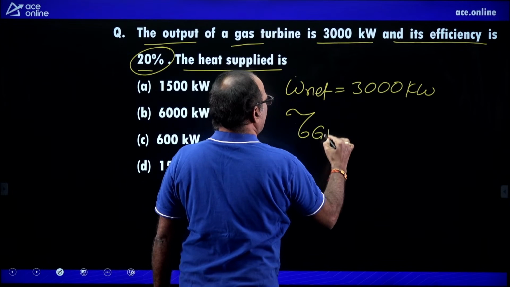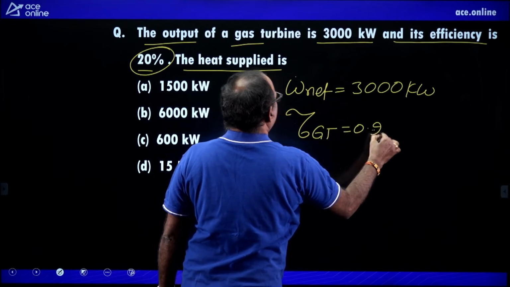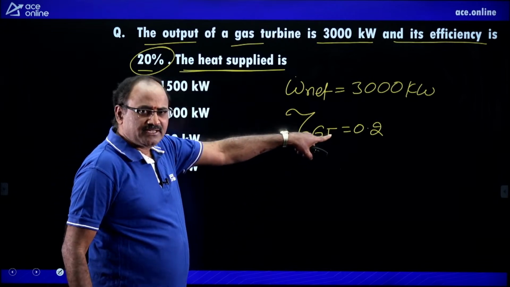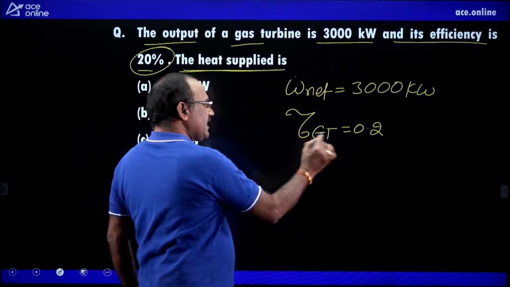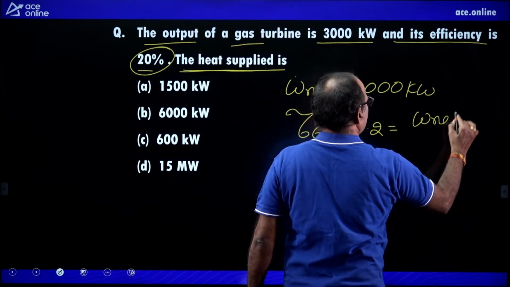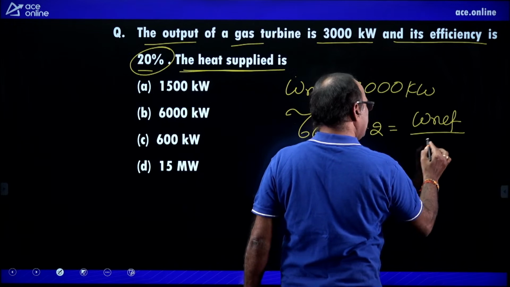ఎఫిషియన్సీ ఆఫ్ ద గ్యాస్ టర్బైన్ పవర్ ప్లాంట్ ఈక్వల్ టు 0.2. ఇక్కడ ఏం అడిగాడు మీకు, ఎంత హీట్ సప్లై చేయాలి ఈ ఎఫిషియన్సీ మెయింటైన్ చేయాలంటే. దిస్ గ్యాస్ టర్బైన్ ఎఫిషియన్సీ ఈక్వల్ వాట్, ద రేషియో బిట్వీన్ ద net power output and heat supplied.